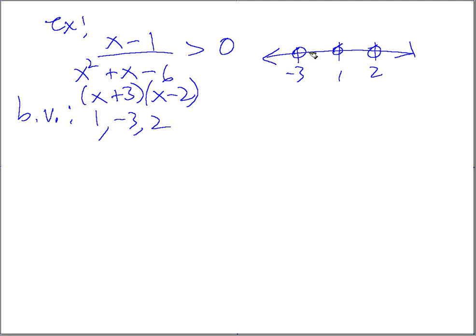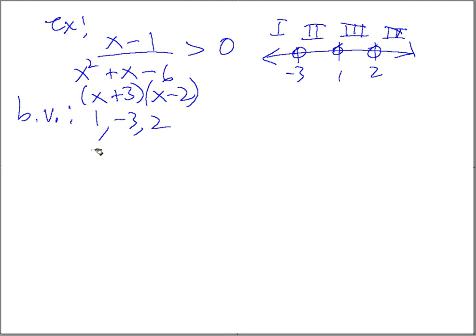But anyhow, what are the signs going to be? Now, how many regions? 1, 2, 3, 4. So 4 regions to test now. So again, just pick a number in each of these 4 regions and see what the sign is.